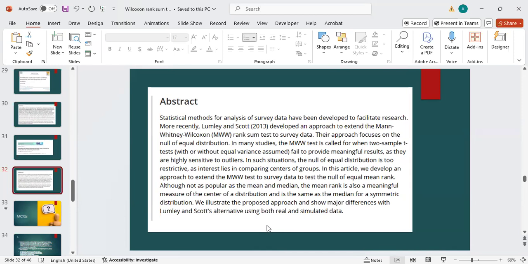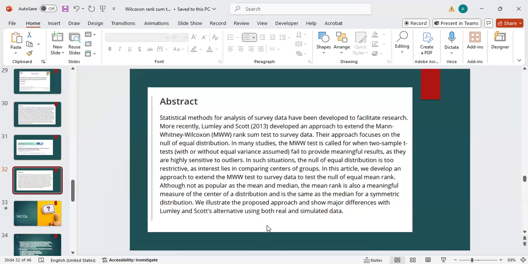In many studies, the Mann-Whitney Wilcoxon test, like the two-sample t-test with or without equal variance assumed, fails to provide meaningful results as they are highly sensitive to outliers. In such situations, the null of equal distribution is too restrictive, as interest lies in comparing centers of the groups. In this article, we develop an approach to extend the Mann-Whitney Wilcoxon test to survey data to test the null of equal mean ranks, not as popular as mean and median.